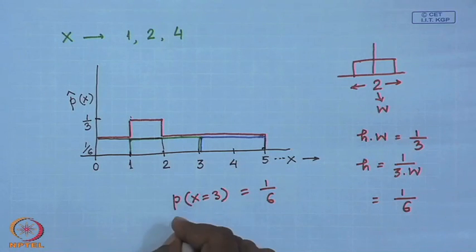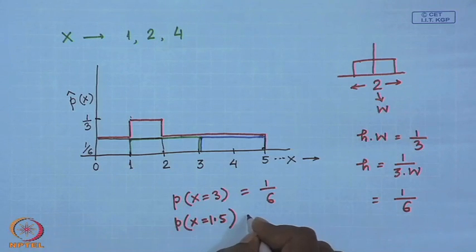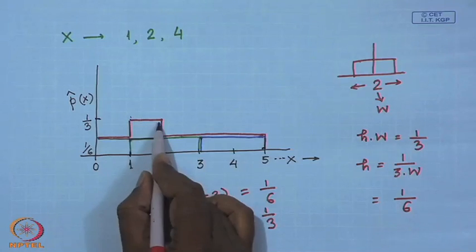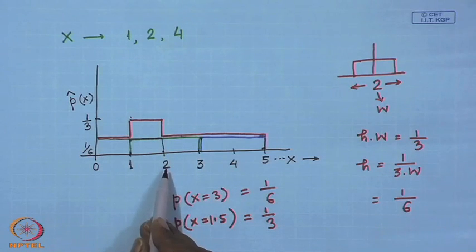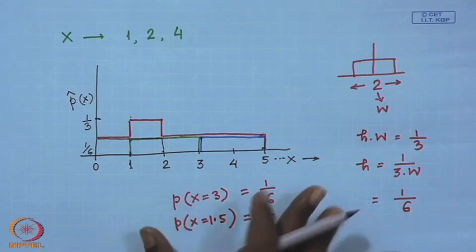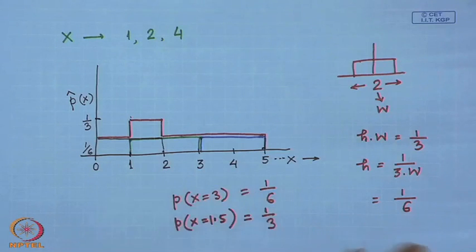Whereas, over here, if I want to compute what is P of x equal to 1.5, that probability that x is 1.5 is given by 1 by 3. That is the height of the probability density curve in the region 1 to 2. So, I can use this window technique for such probability density estimate.